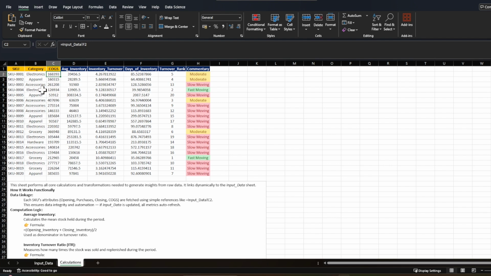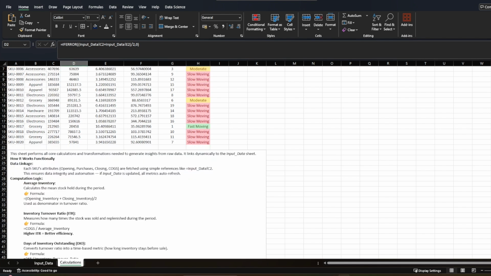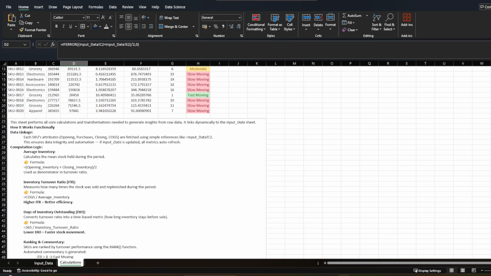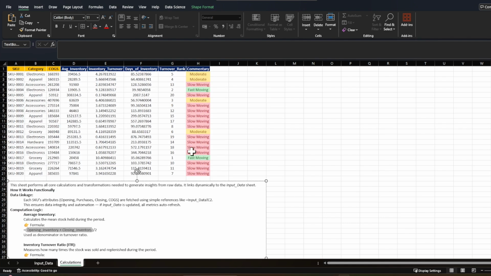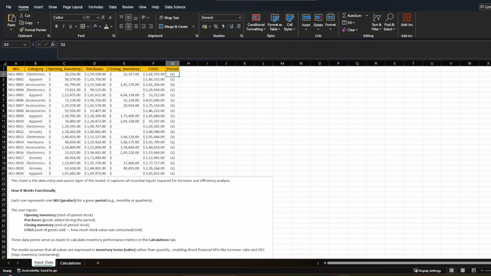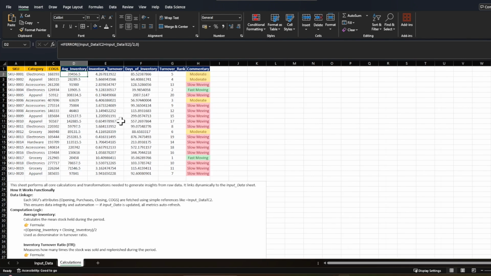As I was discussing earlier, first of all you need to calculate the average inventory. And how are we calculating it? It is just the opening inventory plus the closing inventory, divided by 2. Here I am explaining that as well, that it should be the opening inventory plus closing inventory, divided by 2. If you do this, you will get a number which is the average inventory for that particular period. In our case, the period is a quarter. Okay, let's move to the calculation sheet again.